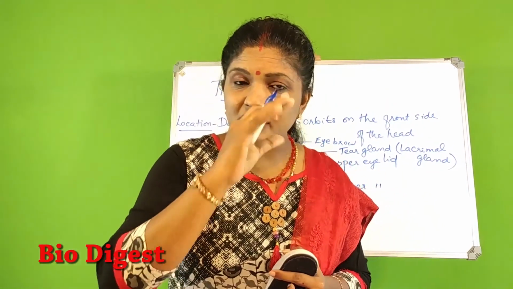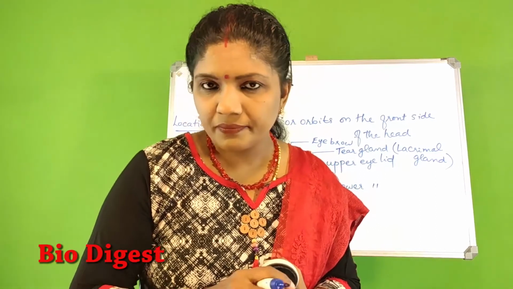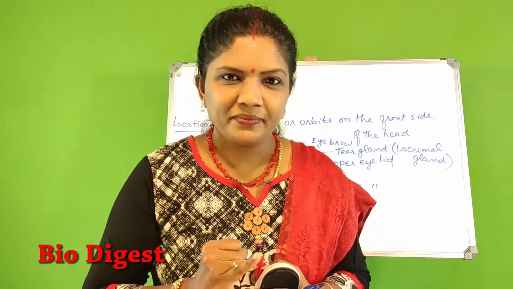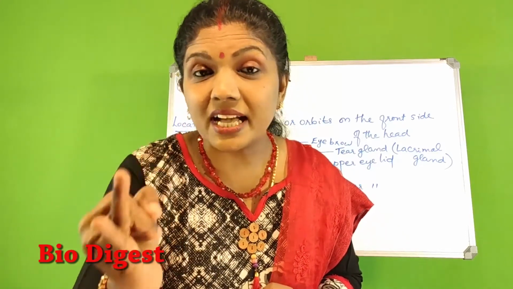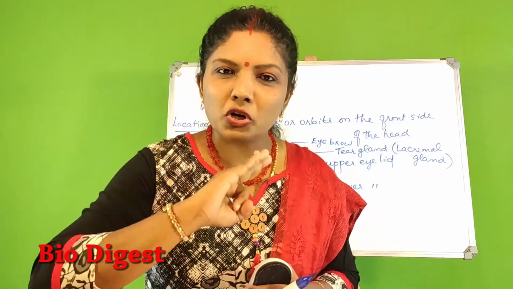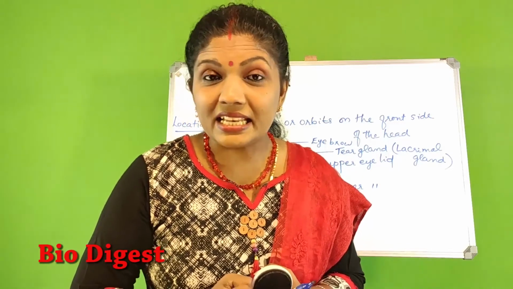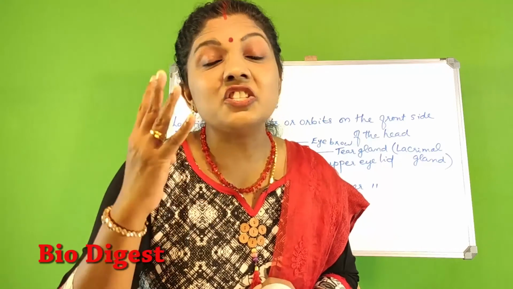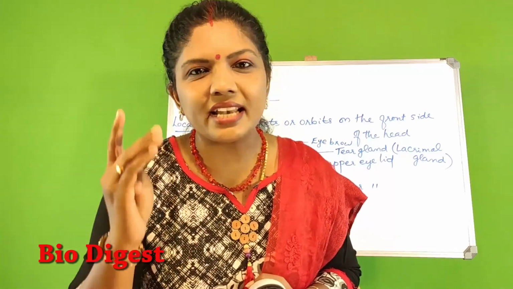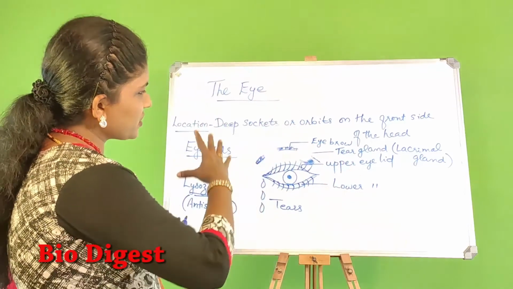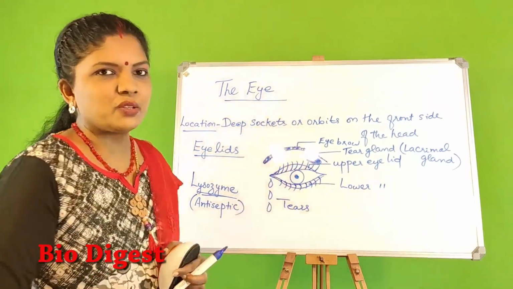So let us just see what are the functions of the tears. What is the first function? It communicates emotions. Second function, it lubricates the eyes. Third function, it will be washing away the dust particles that have entered inside the eye. Fourth function, it will be killing the germs because it contains an enzyme called lysozyme, which has antiseptic property. Okay, so all these structures are actually associated with the eye.